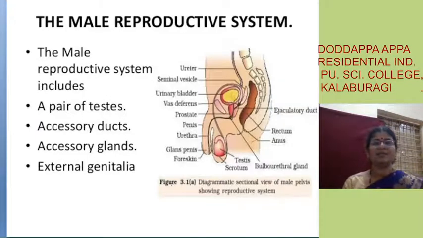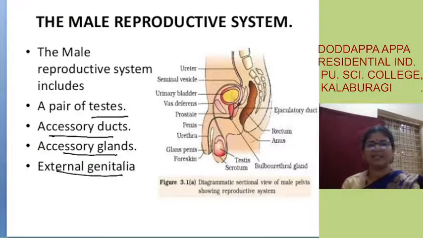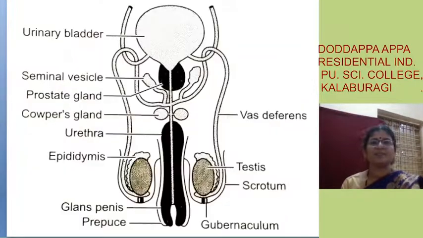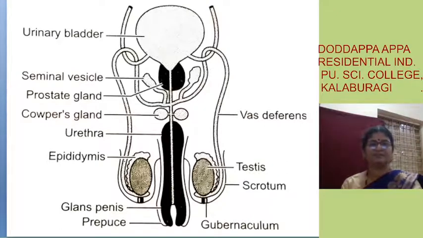Fine. Now next we are dealing with the male reproductive system. The male reproductive system includes a pair of testes. Fine. It includes accessory ducts, accessory glands and external genital organs. All these structures are there in the male reproductive system. So let us know one by one. First, I have taken the image of a male reproductive system. Here you can see the primary sex organ, testis.